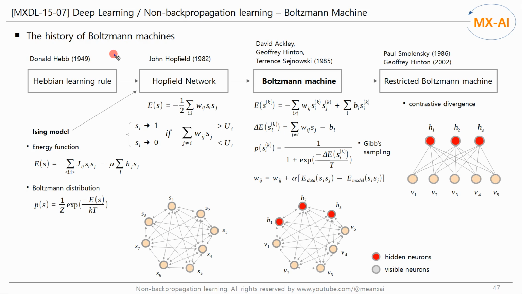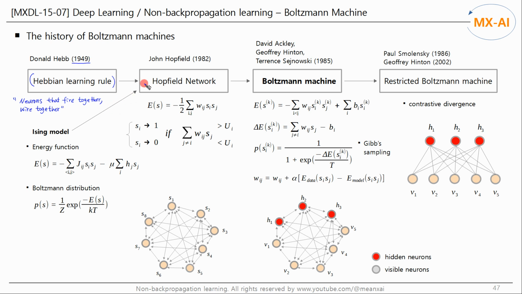Let's take a brief look at the history of Boltzmann machines. Donald Hebb introduced the Hebbian learning rule, or Hebb's rule, in 1949. This is one of the earliest and the simplest learning rules for neural networks. This rule is often summarized as neurons that fire together, wire together.